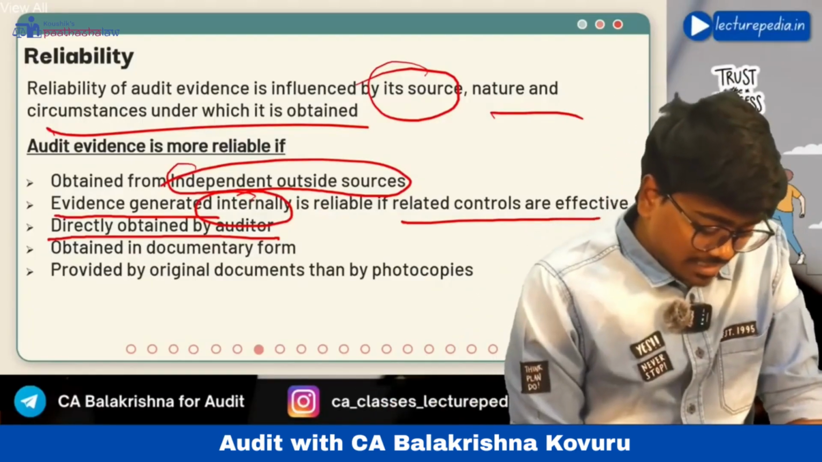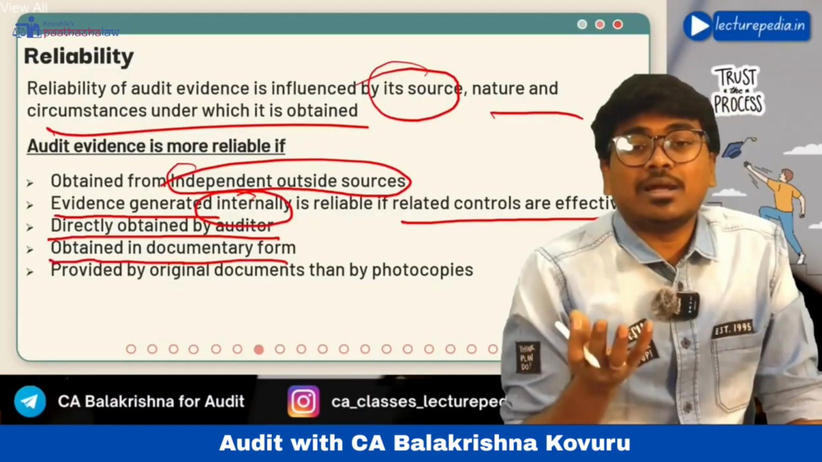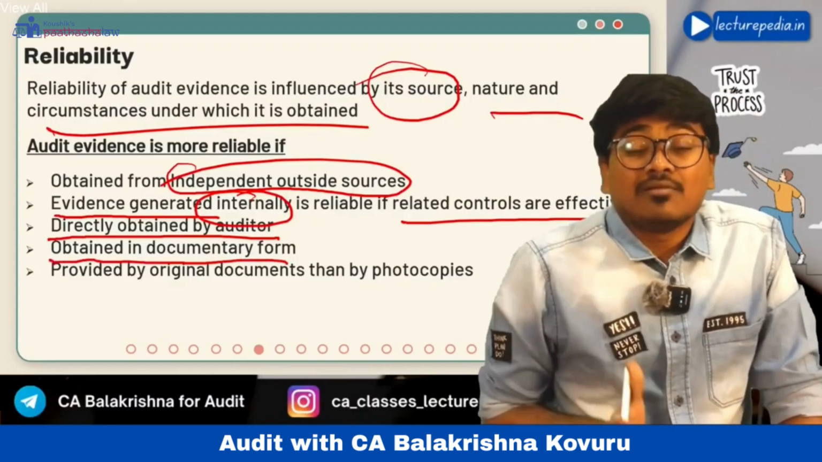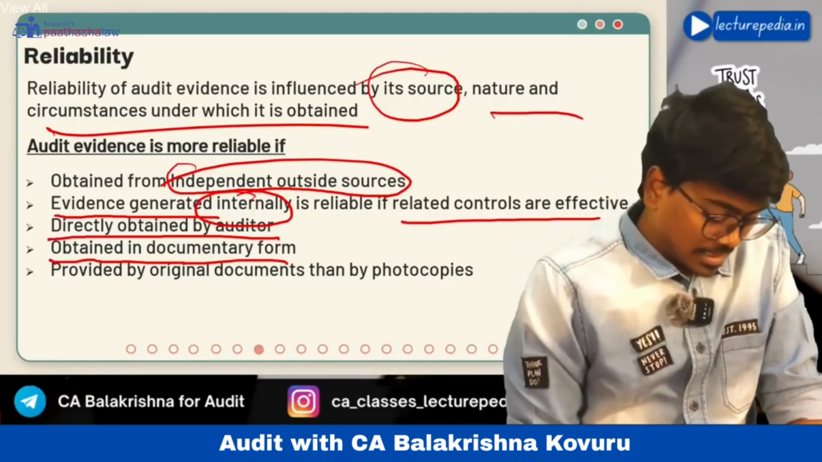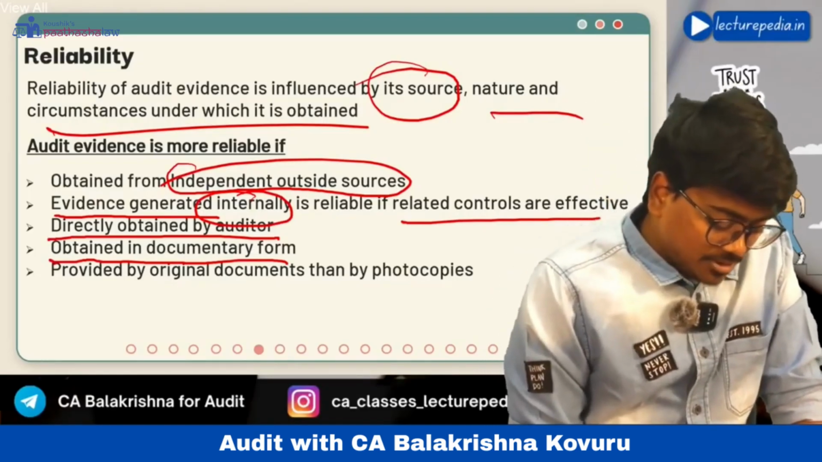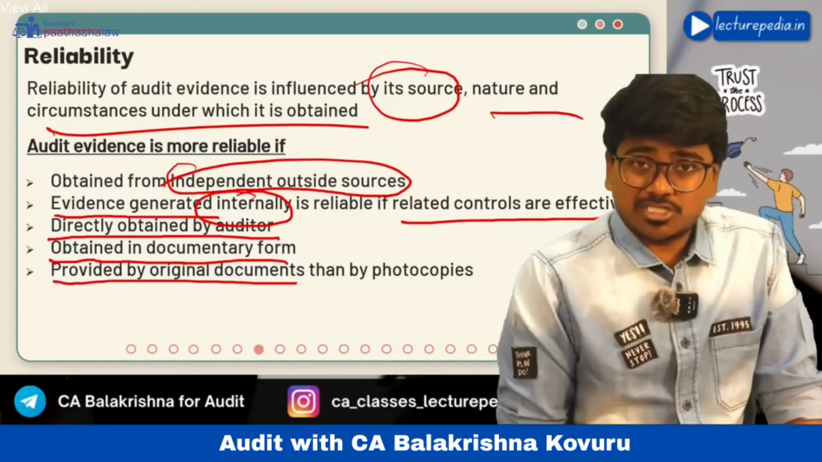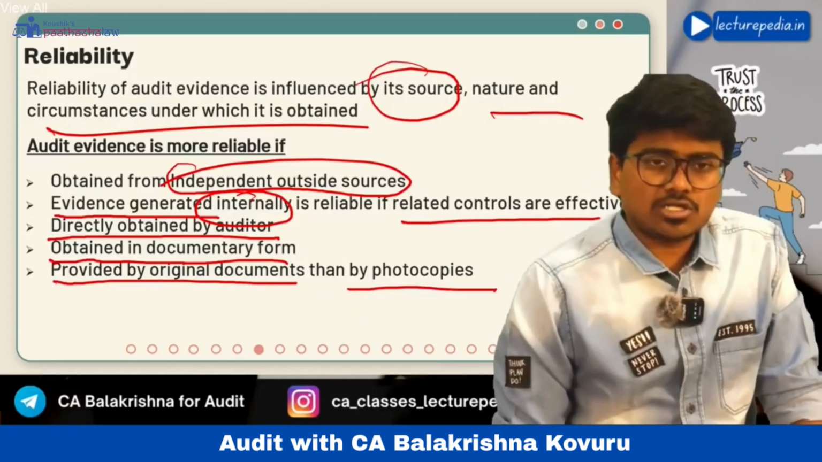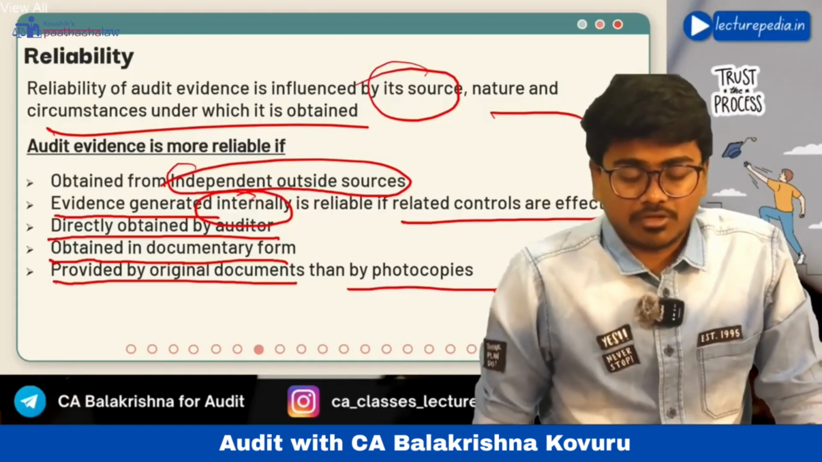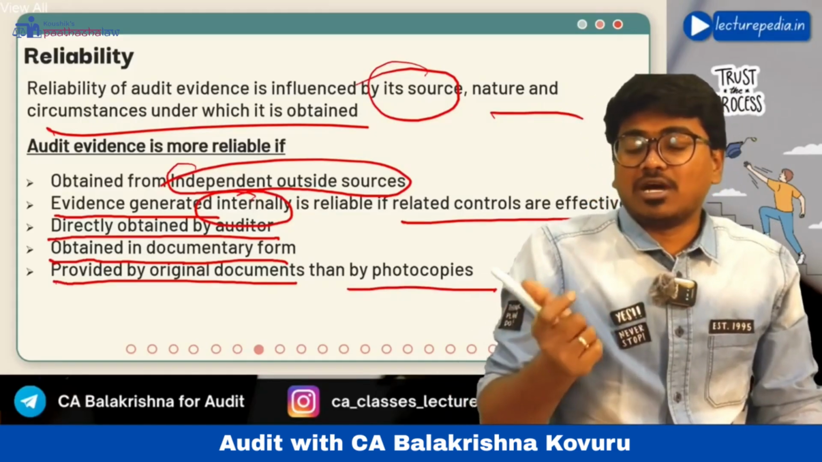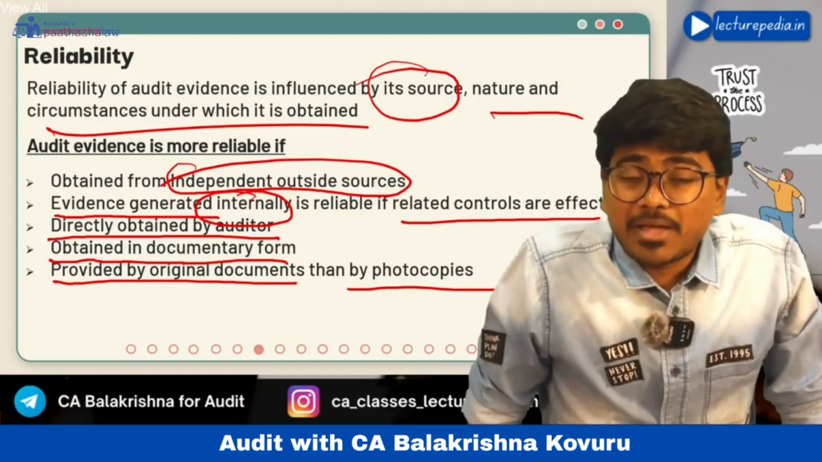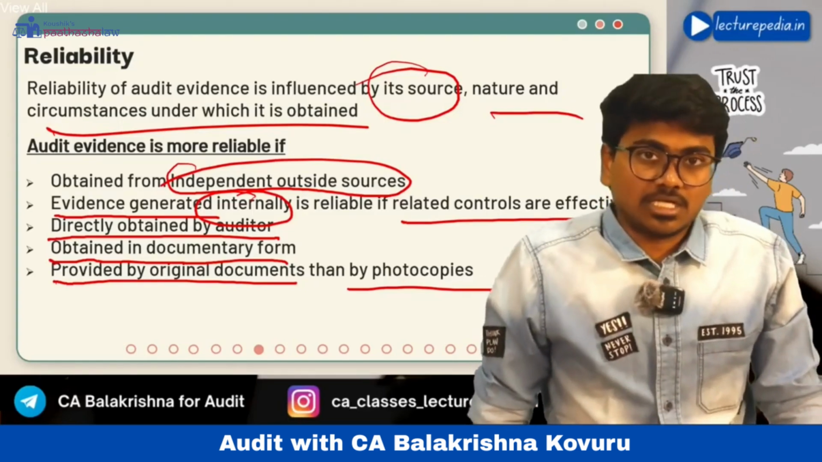Next, audit evidence that is obtained in documentary form is more reliable than the audit evidence that is obtained in oral form. Next, audit evidence provided in original documents is more reliable than Xerox copies or photocopies, right? So the source from which audit evidence is obtained will impact its reliability. Okay.